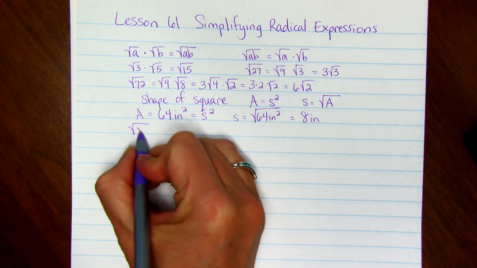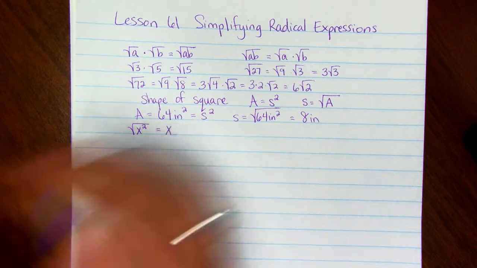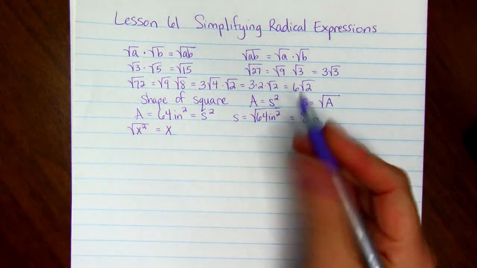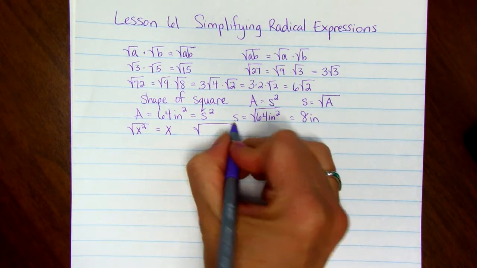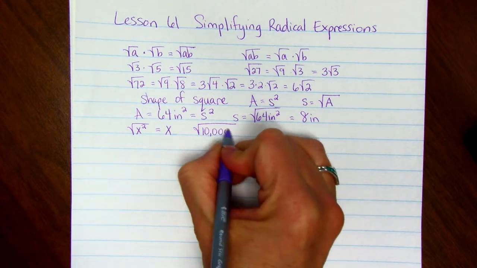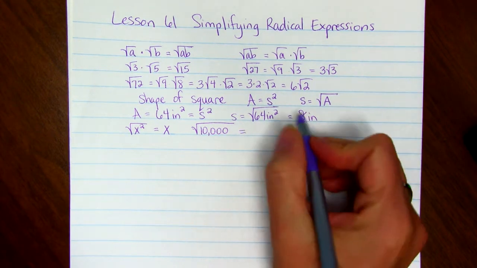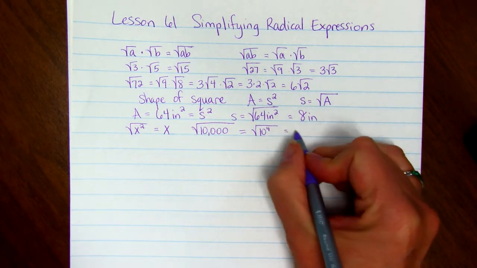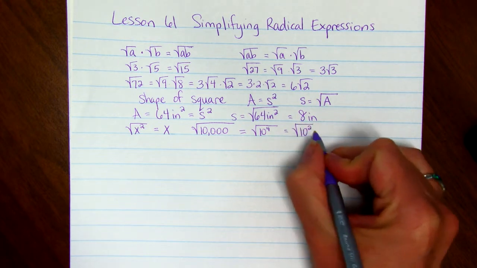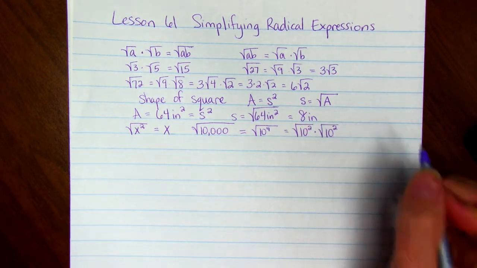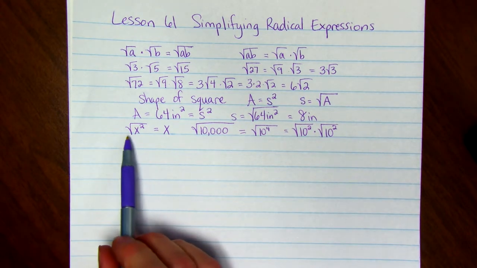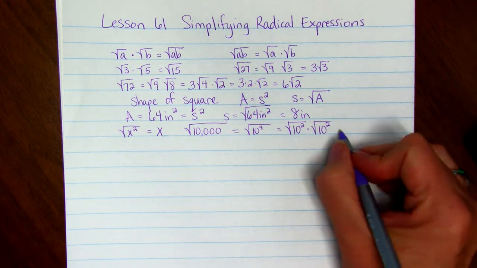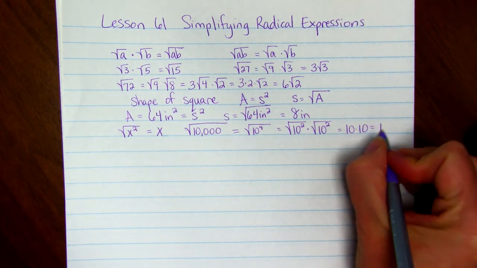Anytime we have the square root of a number squared, it equals that number. So the square root of x squared is x. The square root of 10,000 is equal to the square root of 10 to the 4. We could write that as the square root of 10 squared times the square root of 10 squared. By this rule, the square root of x squared equals x, so the square root of 10 squared just equals 10. So we have 10 times 10, or 100.